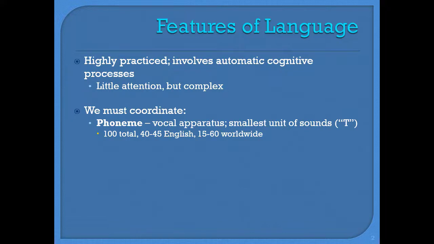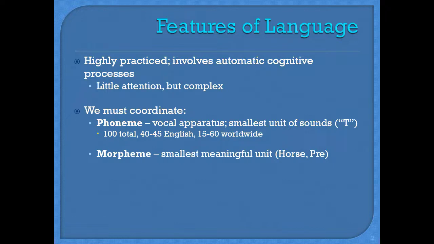First, we have phonemes. Phonemes are categories of sounds that our vocal apparatus produces. It's the sounds of our language, the smallest units of sounds that humans can make. So for example, what is the sound of T? T. T is a phoneme. Or what is the sound of N? N. That is a phoneme. There are probably about 100 total phonemes, and each language uses only a subset of them. So 40 to 45 phonemes are present in English, whereas some languages have as little as 15 phonemes and some as many as 60 phonemes.